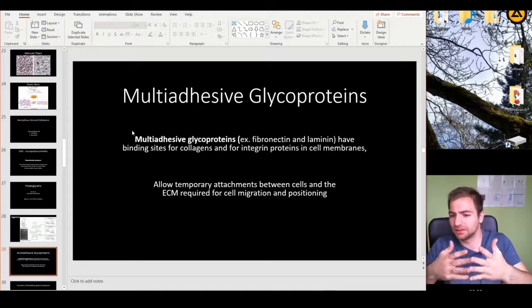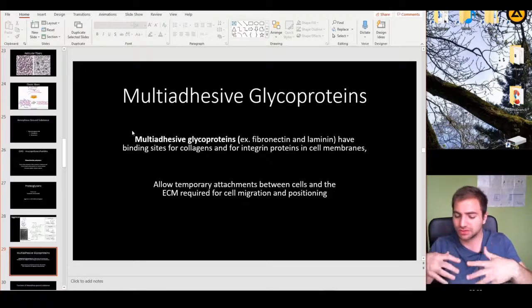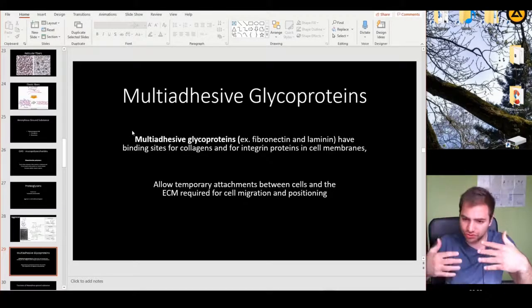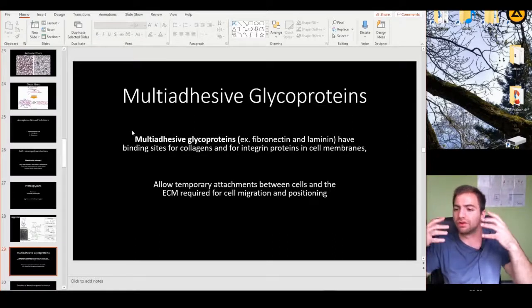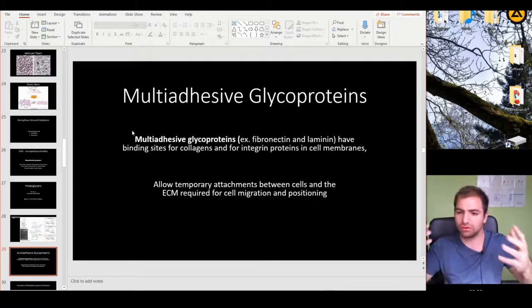So this is again the procedure of the attachment between the ECM and the cells. So it controls cell migration and cell positioning, and as a consequence the positioning and the location of the whole ECM structures along with all of the rest of the molecules that we discussed so far.